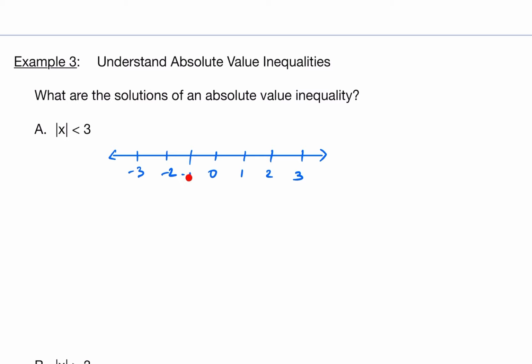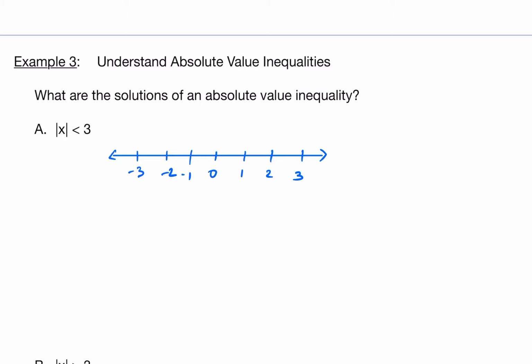Is the absolute value of negative 1 less than 3? Well, if we take the absolute value of negative 1, that comes out to 1, and so 1 is less than 3. Okay, so that is a solution. If we enter the value of negative 2 for x, then the absolute value of negative 2 becomes positive 2, and 2 is less than 3. Okay. Now if we use negative 3 and we put that in for x, the absolute value of negative 3 becomes a positive 3, and 3 is not less than 3.